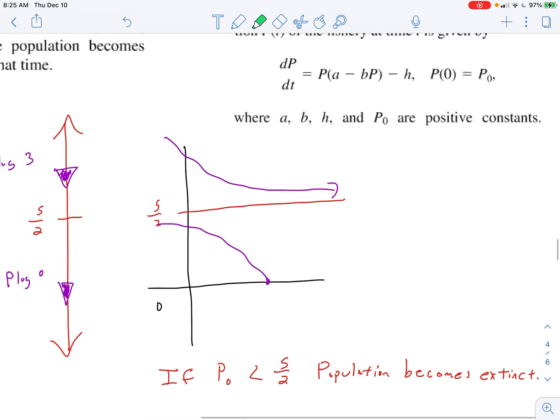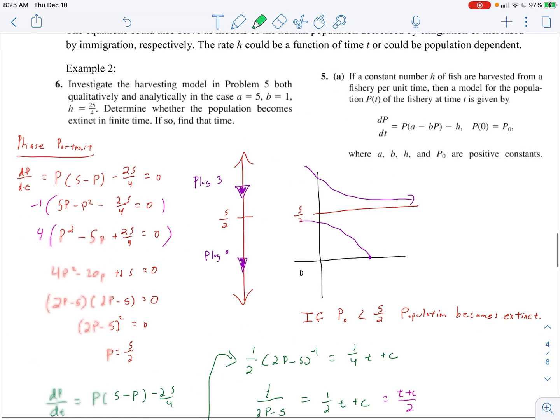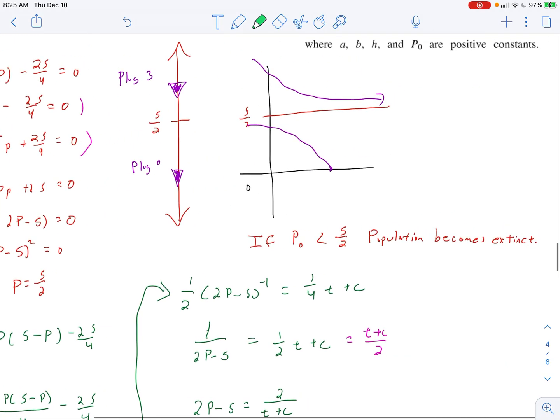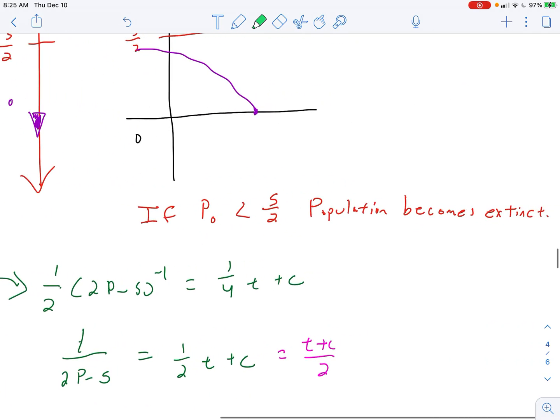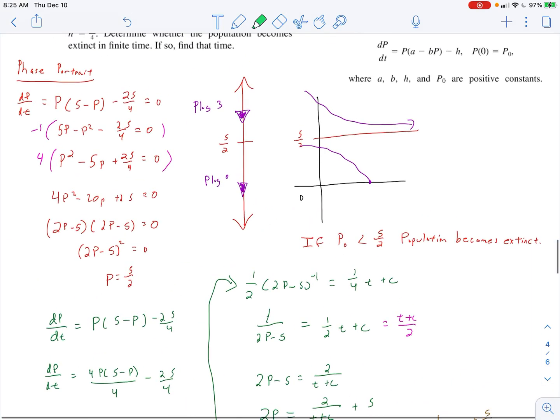So here's my phase portrait. Any number above 5 halves is going to tend towards 5 halves. Any number that's less than 5 halves is going to tend towards 0. So what we say is if P of 0, our initial population, is less than 5 halves, our population is going to become extinct. All right, so that answers the first part.